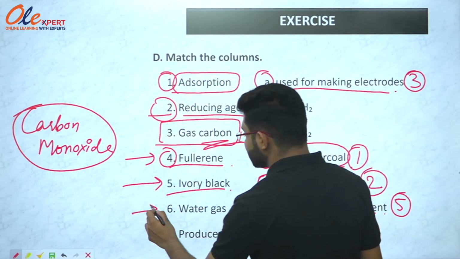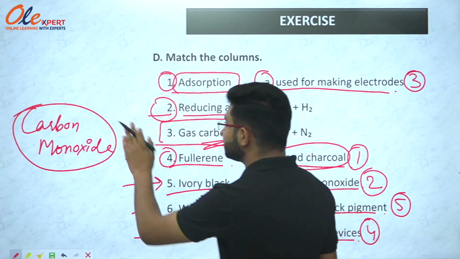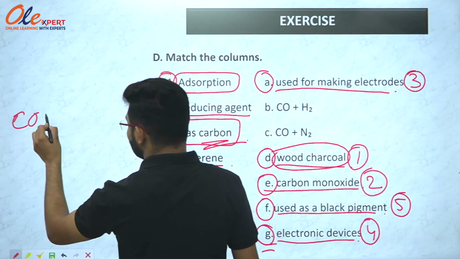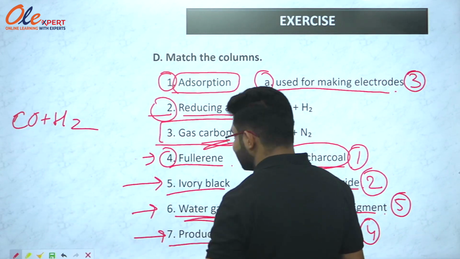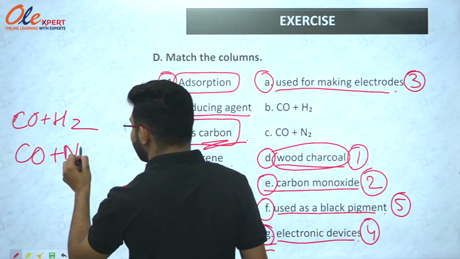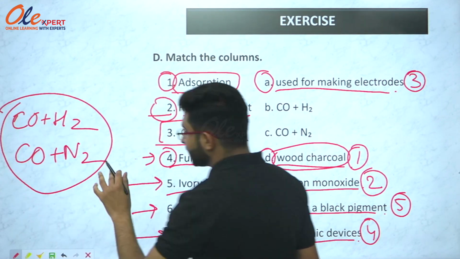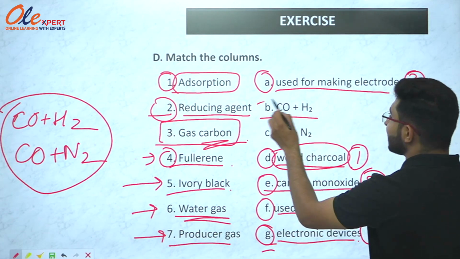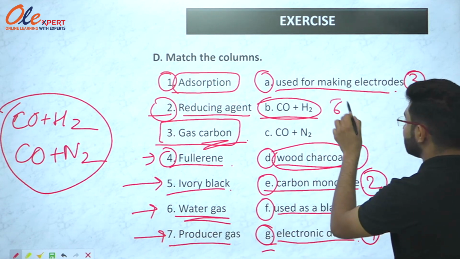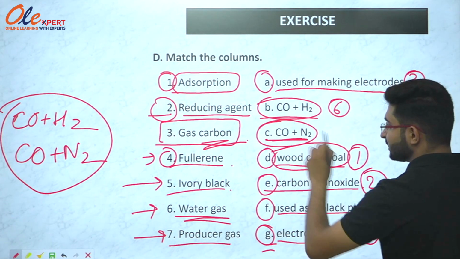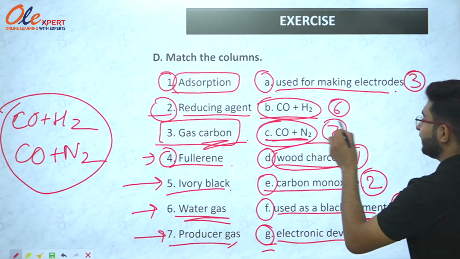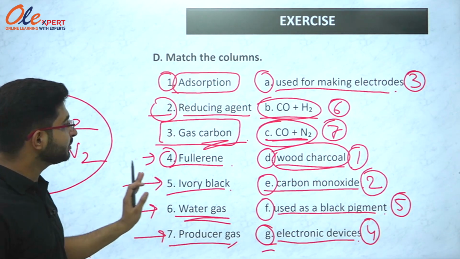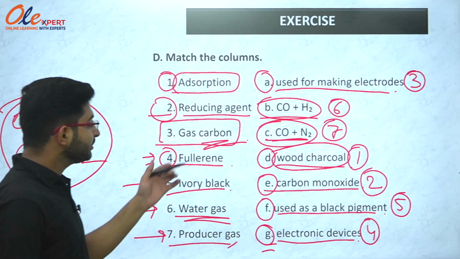Now the next part is water gas and producer gas. So we have studied during the chapter that water gas is represented as CO plus H2 and producer gas is represented as CO plus N2. So these are the representation of water gas and producer gas, and you can see in the second column CO plus H2, that is water gas, is written over here. So you can write 6 in front of it, and CO plus N2 is known as producer gas. So you can write 7 in front of it. So these are the correct answers for the options given in column number first, and we have matched column number first with column number second. So this is the matching of the columns.